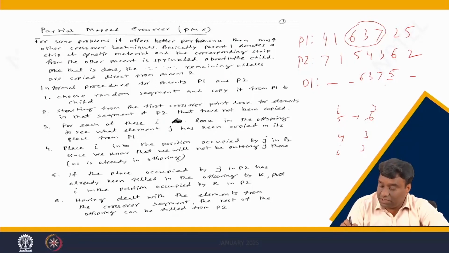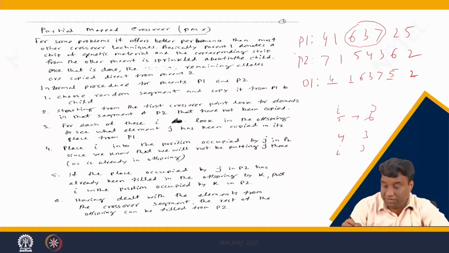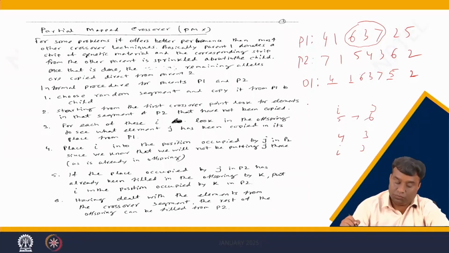So in the place of 7, you need to put 4. Basically here we will get 4 and the remaining are the same. So here it will be 2. So that is offspring 1. Now similarly, if you interchange P1 and P2, we will get O2.